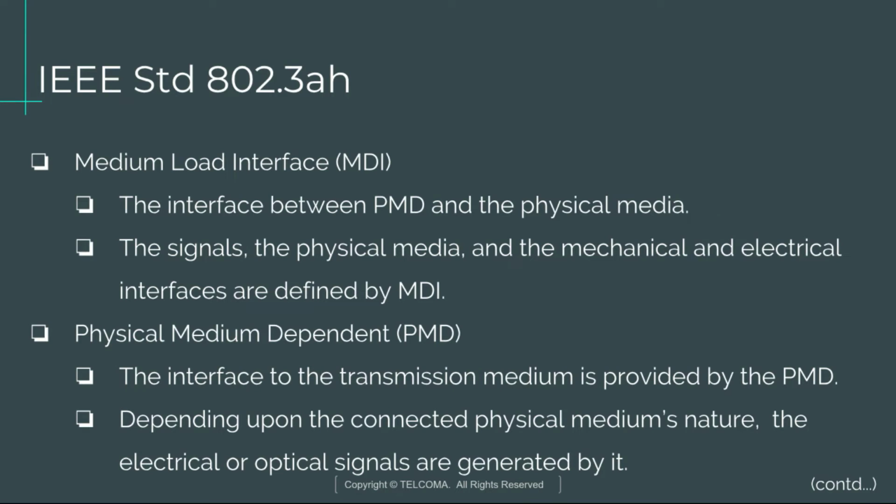Medium dependent interface. The interface between PMD and the physical media, the signals, the physical media and the mechanical and electrical interfaces are defined by MDI.